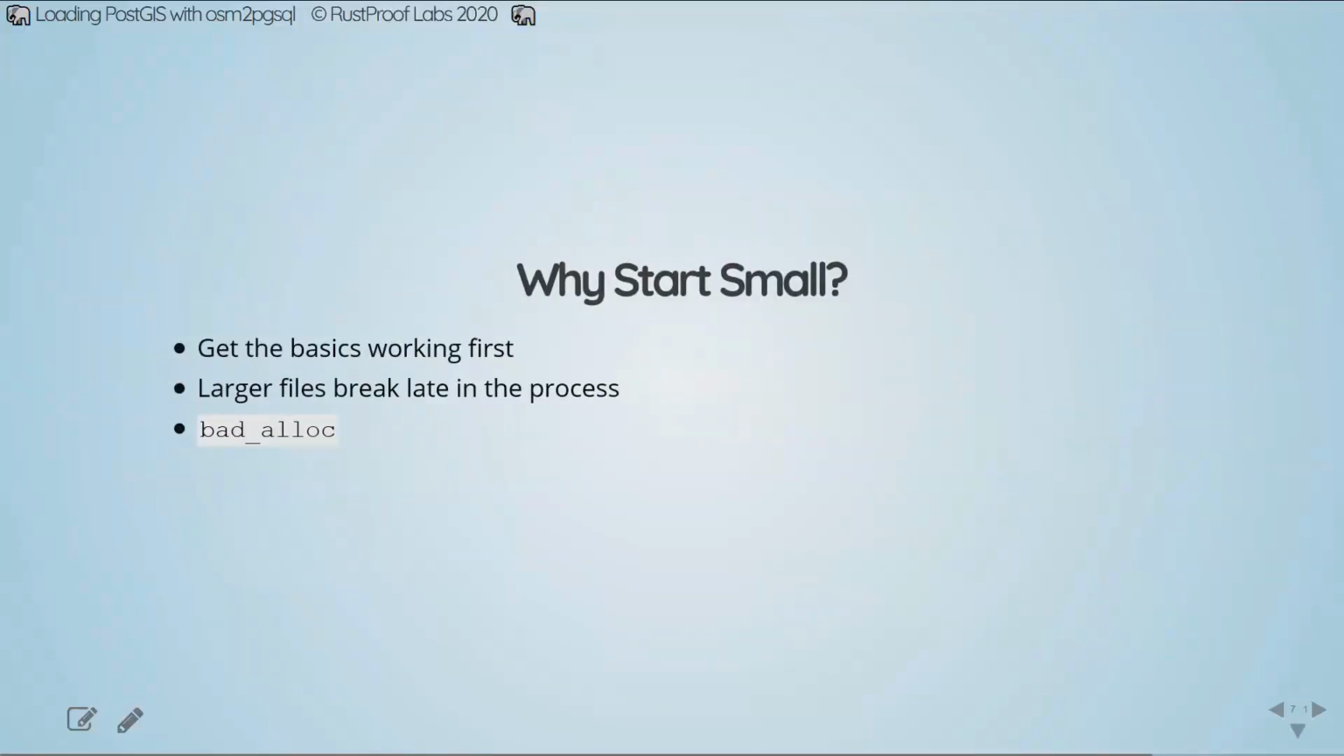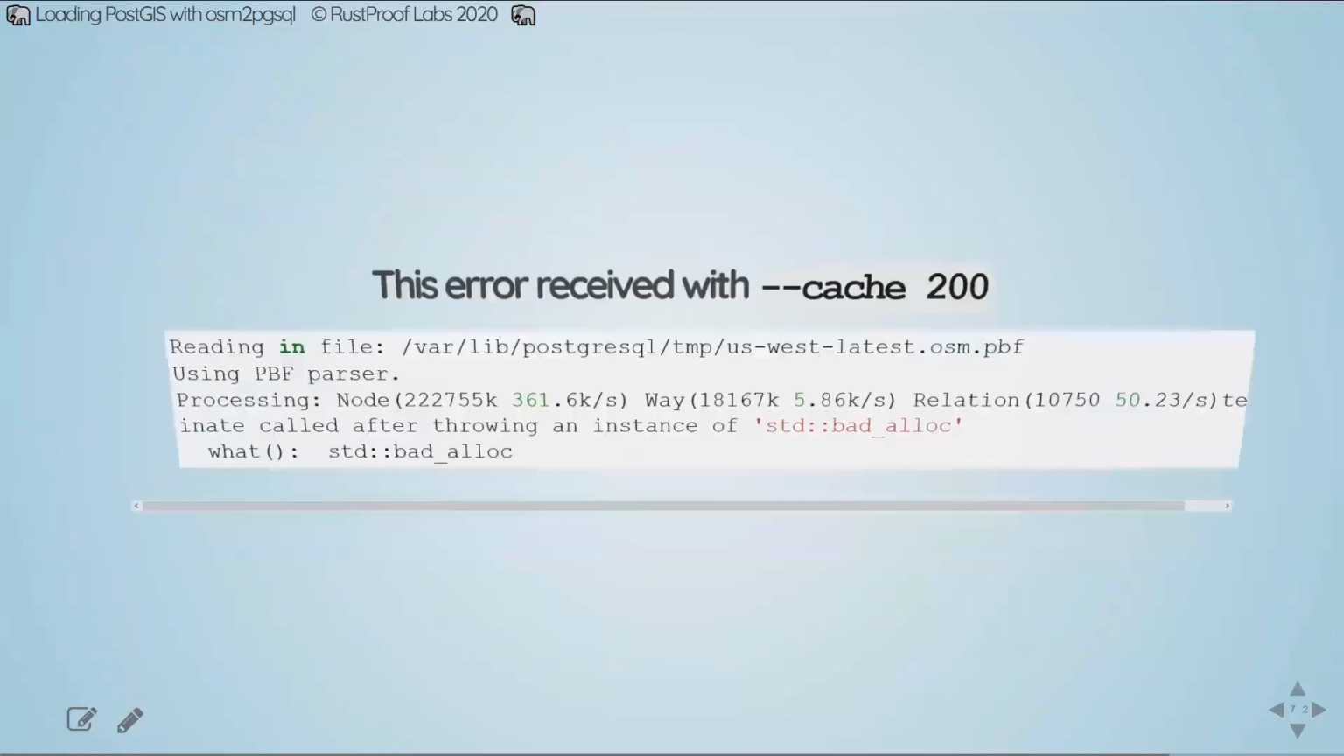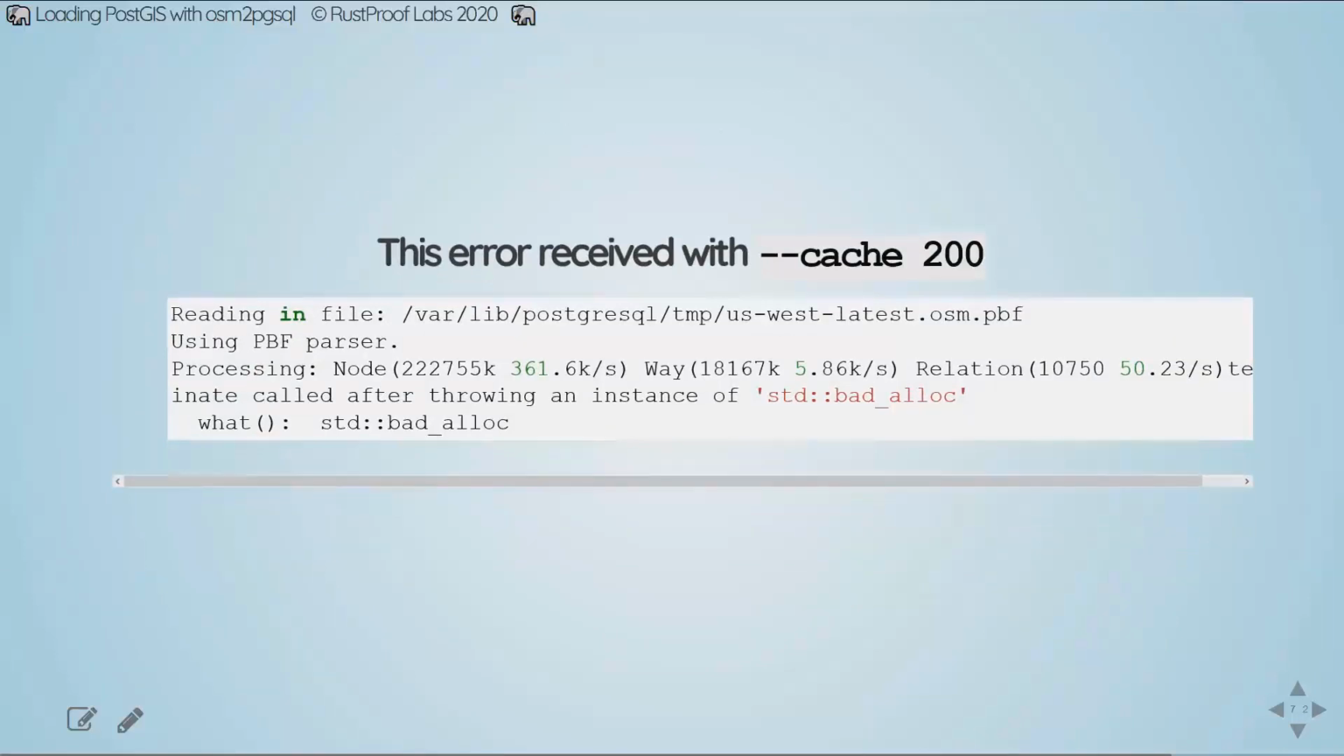I like starting small. Because when you get errors, they happen late, and I really don't like errors that happen late. This is an example I caught of getting bad alloc. I had actually run this process with cache equal 200, so I thought I was pretty safe on it, but it turned out to not be happy, and I got this nasty bad alloc.